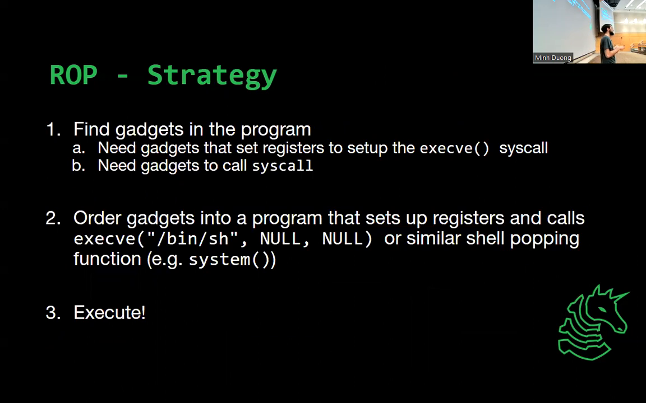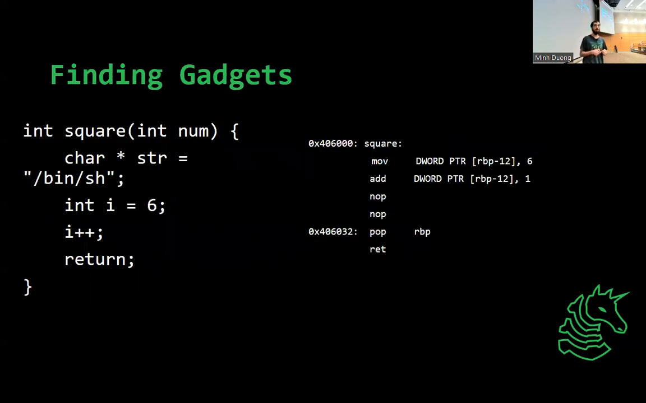So our strategy then is to find gadgets in our program that set up the execve syscall, which allows us to run a secondary program, ideally a shell. And we need a gadget to call syscall itself, which will actually call the function. So we'll order these gadgets into a program that sets up the registers and calls execve /bin/sh, or some similar shell popping program. Sometimes system exists if you have libc available, and then we're going to execute it by setting the original return statement to our first gadget.